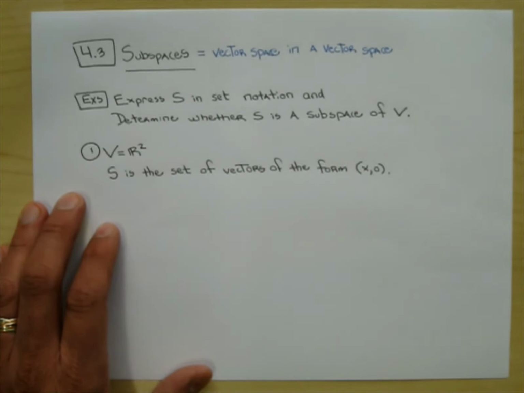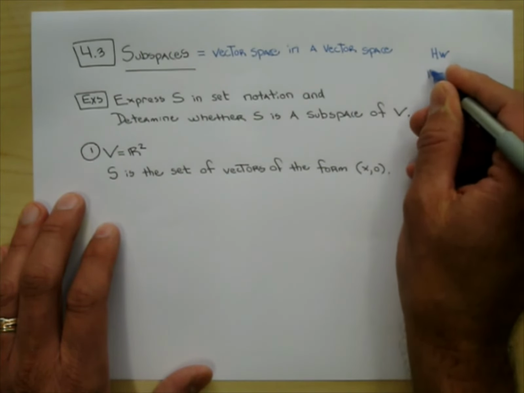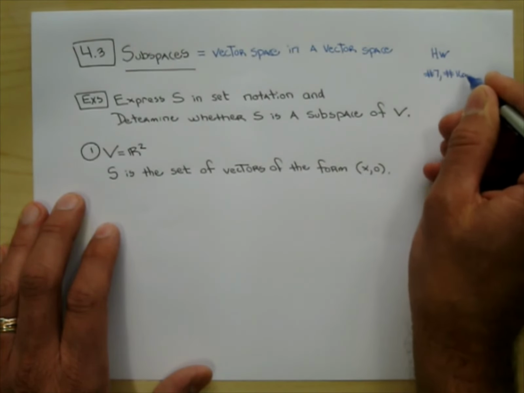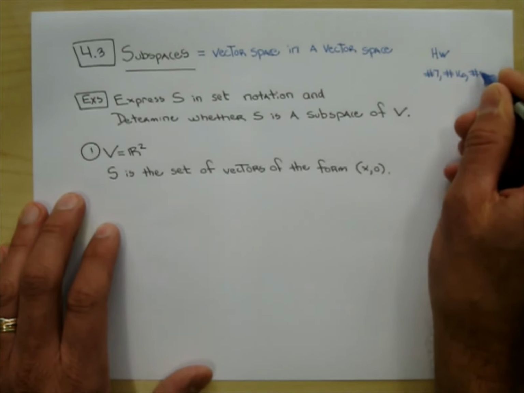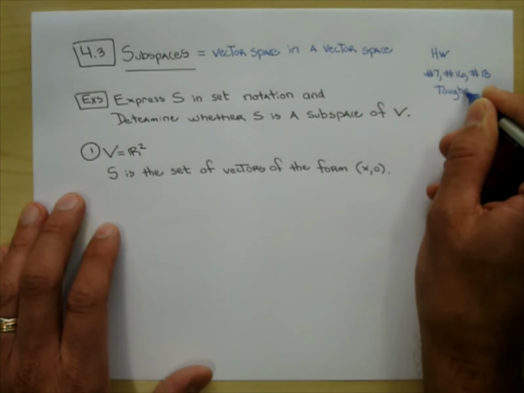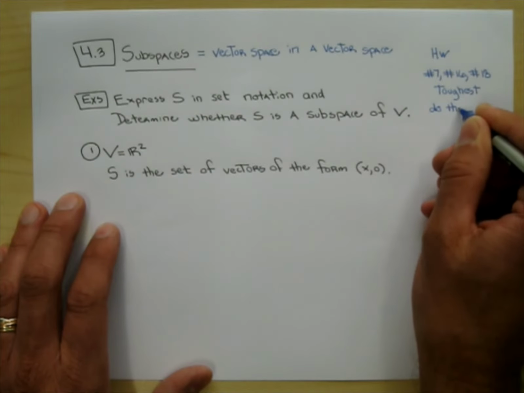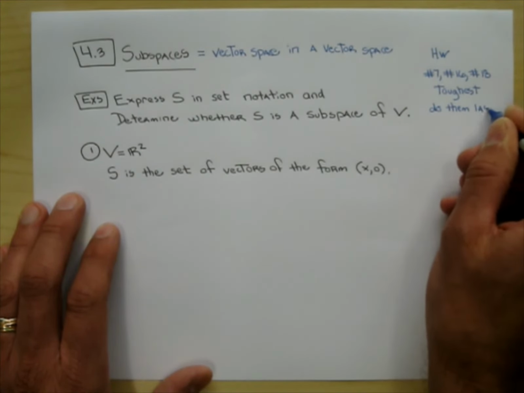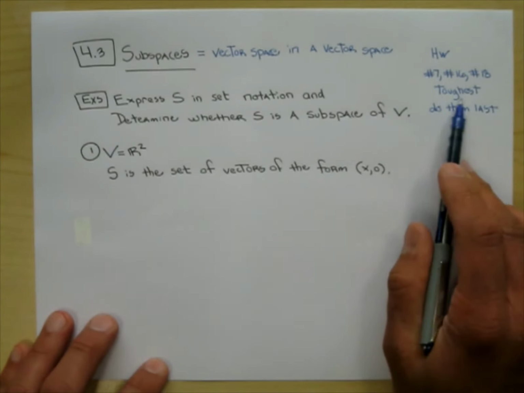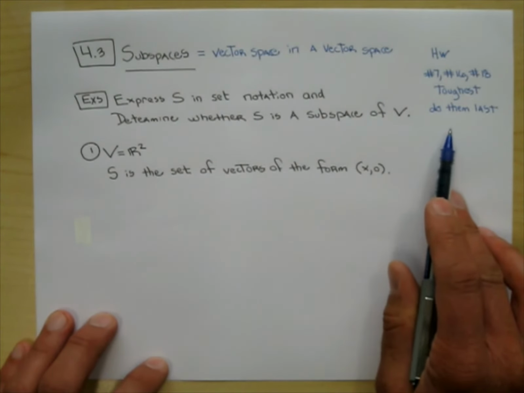Another thing we want to point out is in the homework, you have some problems like number 7 and number 16 and number 18. These ones are the toughest, so do them last. That way you'll get practice with some of the other ones, and then you'll have more hope to do these ones. So those ones are the toughest. Do them last.